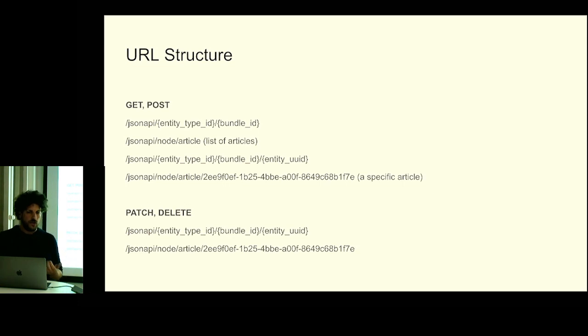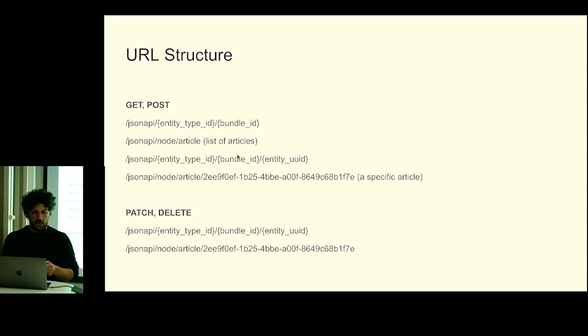This is the URL structure. So for GET and POST, they are the same. You have the JSON API prefix. This can be changed using an external module. Then you have the entity type ID, that can be a node or a block, and then the bundle ID, and then the UUID, sorry. This is the example. So if you want to retrieve a list of articles, you have JSON API, then node, which is the entity type, and then article, the bundle ID. And it will retrieve a list of articles.